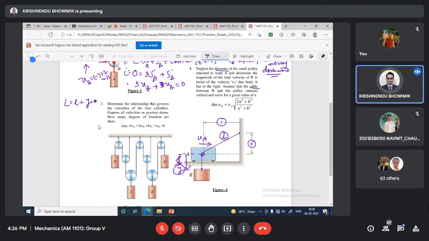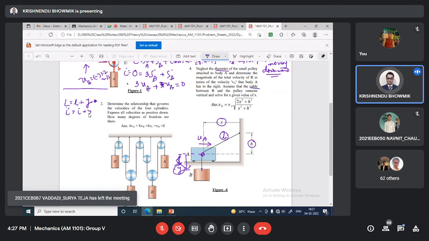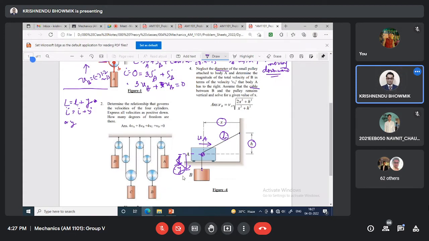L plus y equal to the total length of the pulley string, is it not? That remains constant. If you do the derivative, L dot equals small l dot plus y dot. Actually, y dot is nothing but VB. Let it be y dot itself equal to minus L dot. If y is moving down, y is increasing, then the length will decrease. That's why y dot equal to minus L dot.